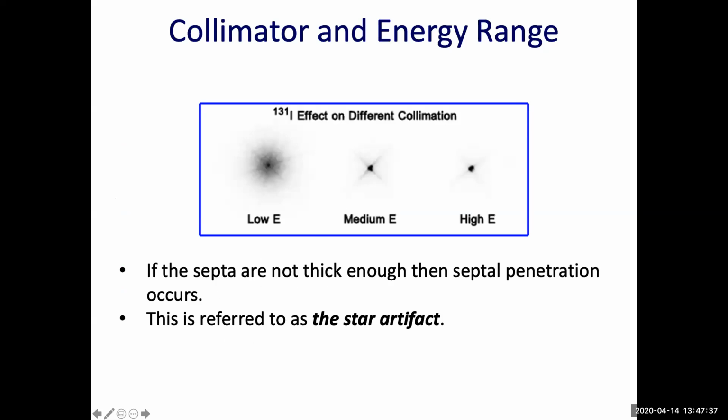So if the septa are not thick enough, then septal penetration occurs, and this is referred to as star artifact. So if this is an iodine-131 source, and the energy of iodine-131 is about 360 keV, and we use a low energy collimator with iodine-131, we get this star artifact. When we see the star artifact, we know that this collimator is not the proper one. If we use the medium energy, you see the star artifact is reduced here, but we still have some. With high energy, it is still better, but there is still some septal penetration, though much better than the first one here.